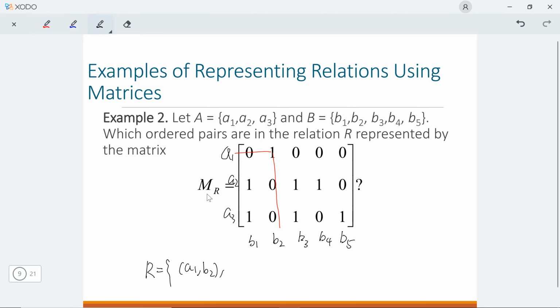Okay. And then let's look at the others. So in the first row, we don't have any more ones.